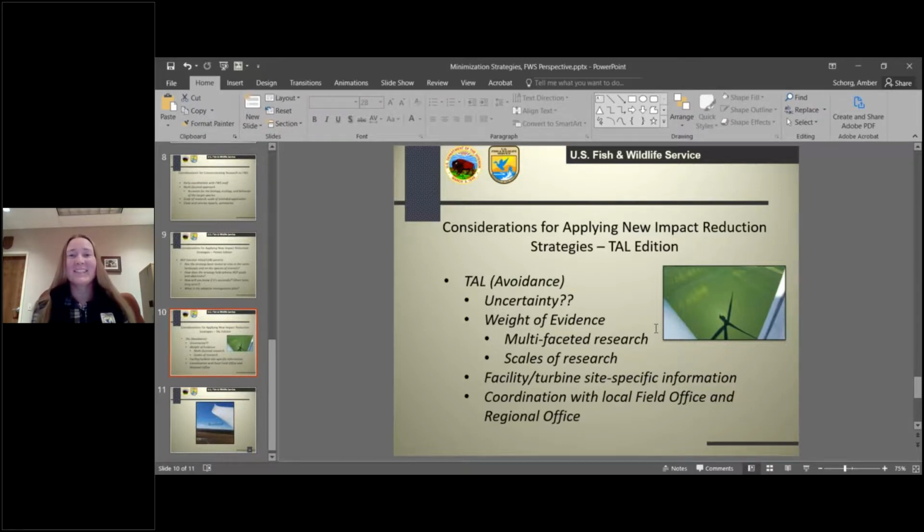And of course, I'm not going to be able to answer that directly, because I think the community is still learning a lot about some of these new technologies and how they function. There's a difference here between incorporating a new impact reduction strategy to an HCP under a permitted situation and a TAL. With the TAL, both the company and the service are committing to stating that a particular operational regime or technology will in fact equal an avoidance. The take of a listed species will be unlikely. And that's a pretty far limb to go out onto.